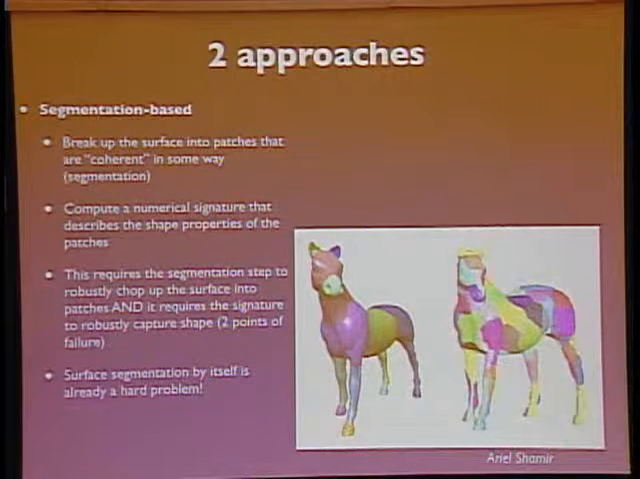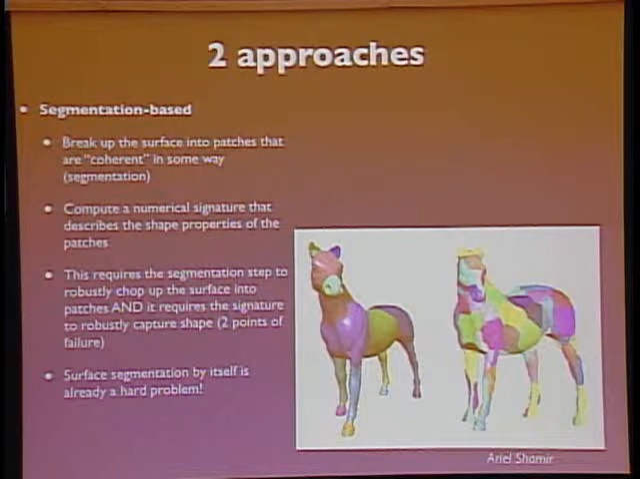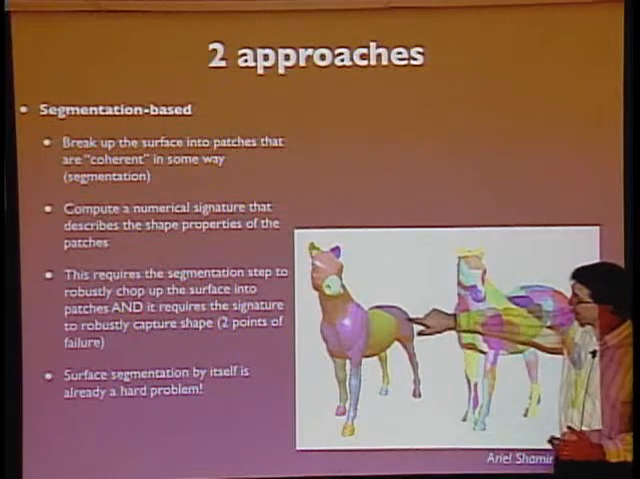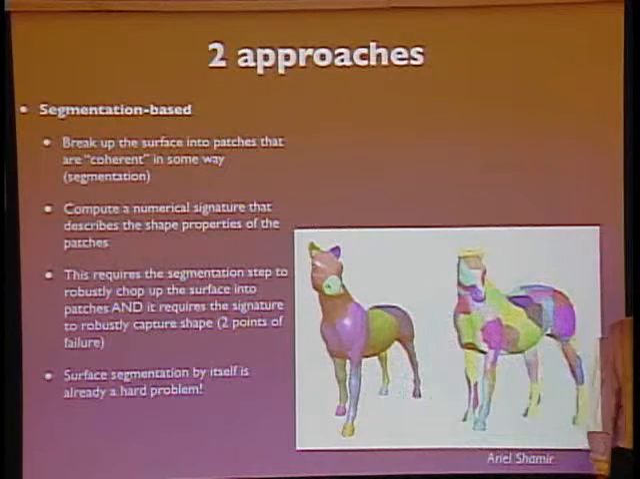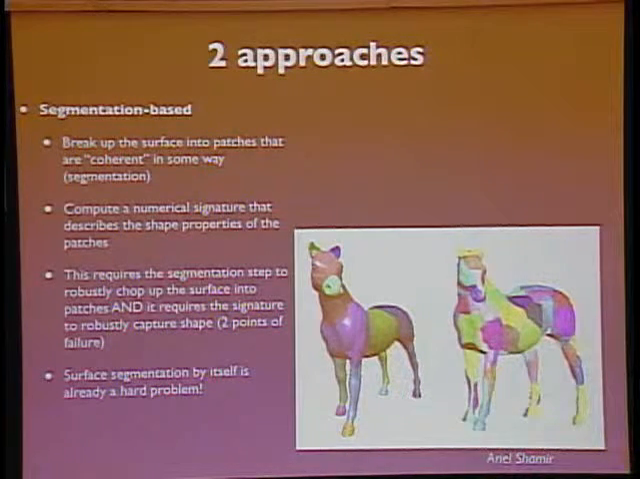So then you would do this for all of your models in your database: break them up into pieces, and get a numerical signature for each one of the pieces in the database. Then when you see a new scene, you would apply the same algorithm to break up the scene into these patches or chunks and get one numerical signature for each one of those chunks. So then you're back to the problem of comparing numerical signatures from the scene to numerical signatures from the object models.